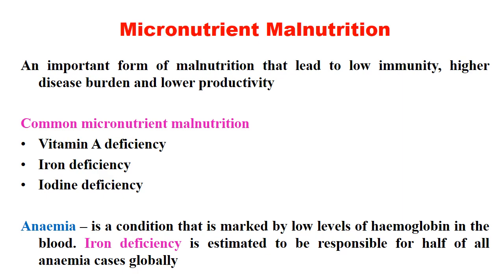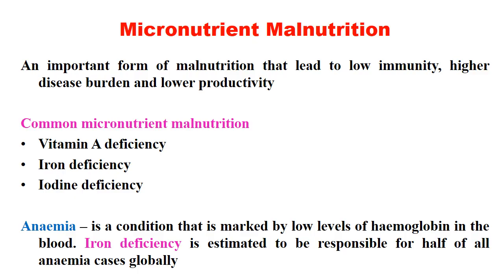Another most common one is iron deficiency. Iron deficiency anemia is very common. And third is iodine deficiency. Iodine deficiency leads to thyroid related problems and leads to goiter.